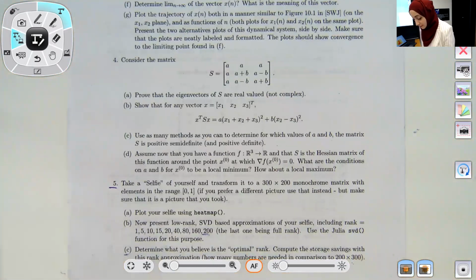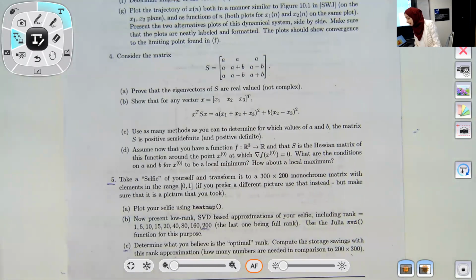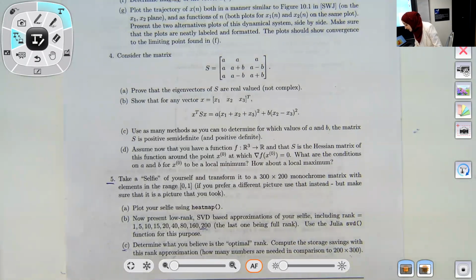Okay. The second thing: now present low rank SVD based approximations of your selfie. You need to use different ranks for the matrix A: 1, 5, 10, 15, 20, 40, 80, 160, and 200, the last one being full rank. Why is 200 the full rank here? Because our matrix is 300 times 200 and the number of columns is 200. Use the Julia SVD function for this purpose.